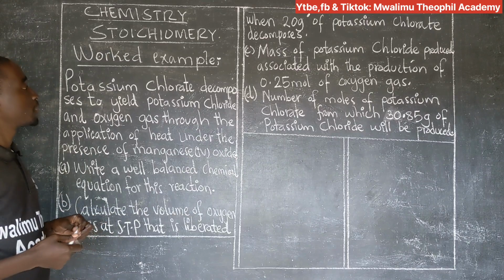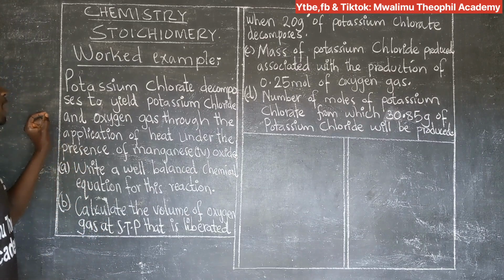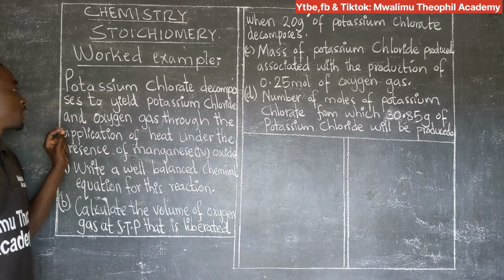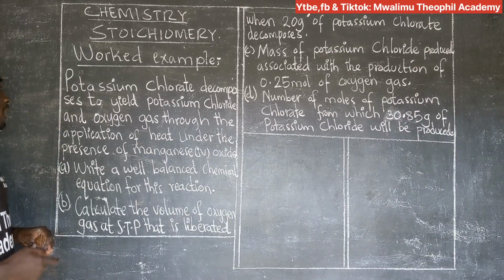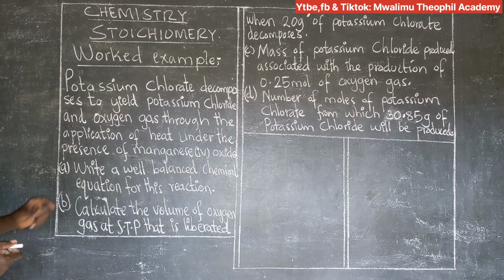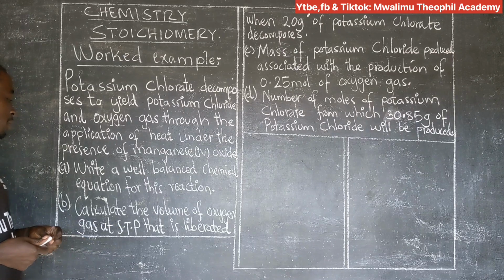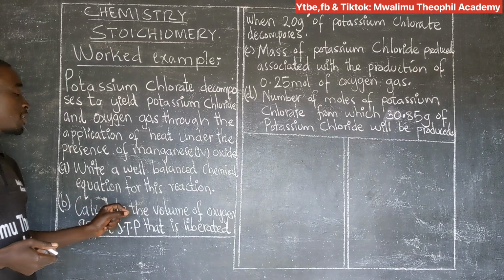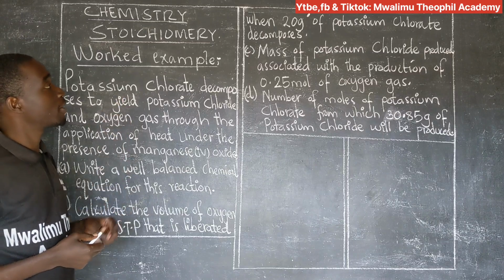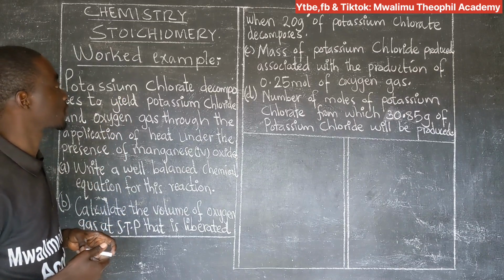This problem states that potassium chlorate decomposes to yield potassium chloride and oxygen gas through the application of heat in the presence of manganese 4 oxide. Part A. Write a well-balanced chemical equation for this reaction. Part B. Calculate the volume of oxygen gas at STP, meaning standard temperature and pressure, that is liberated when 20 grams of potassium chlorate decomposes.